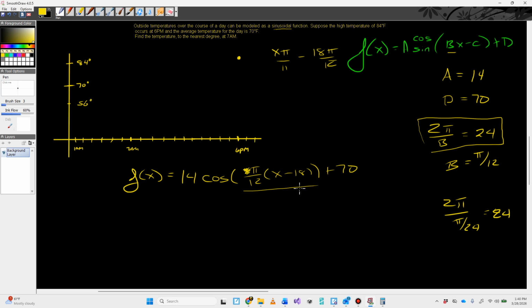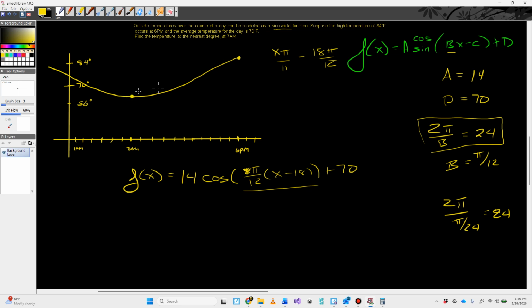And now I can use this to answer certain questions. For example, I was asked, what is the temperature going to be at 7 a.m.? There is a cosine function. I'm just going to be drawing something on average. I don't know what this thing actually looks like, but it's going to come down to here, and it's going to come back up to here, and eventually over here at 6 p.m., it's going to be back up to 84. So we're looking for this point right here.